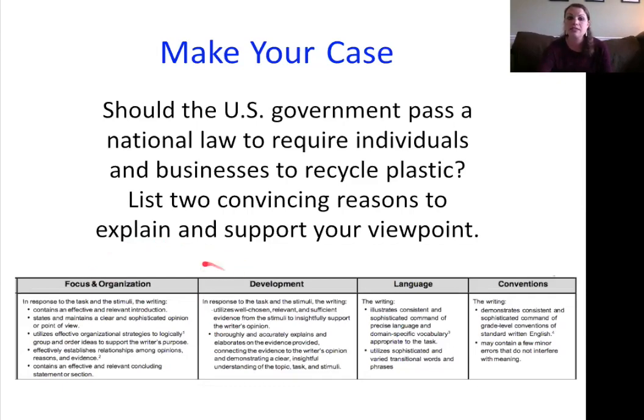Development. In this case, we're not going to have big body paragraphs, but the prompt tells us that we need 2 convincing reasons that explain our viewpoint. So we're definitely going to want to make sure we have those reasons and that they support our view. With language, we want to make sure that we're using precise language, not just copying every word from the text, but there's some really good vocabulary in this text that we want to incorporate into our writing. Can you think of any words from the text that you might want to use in your writing?